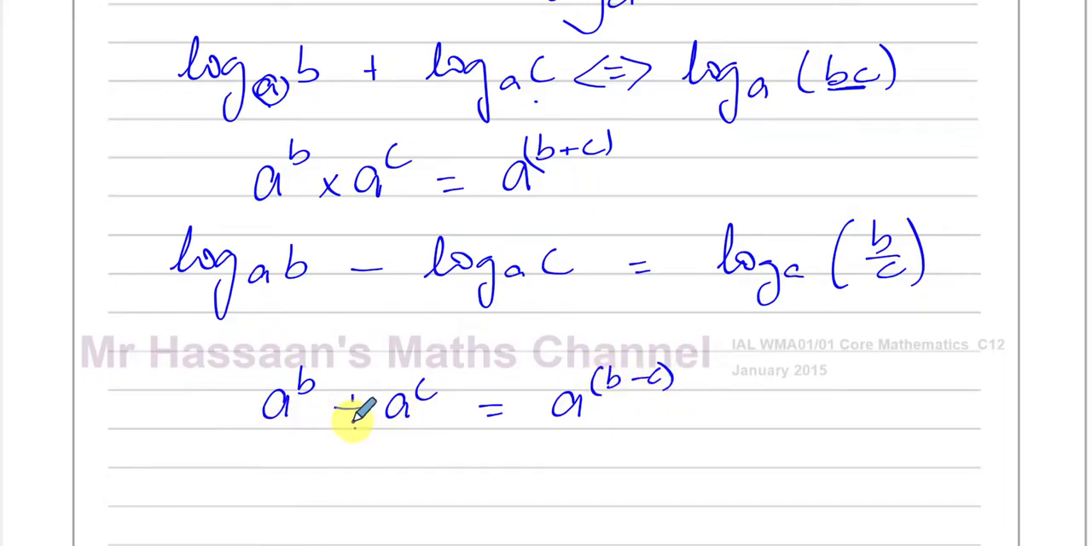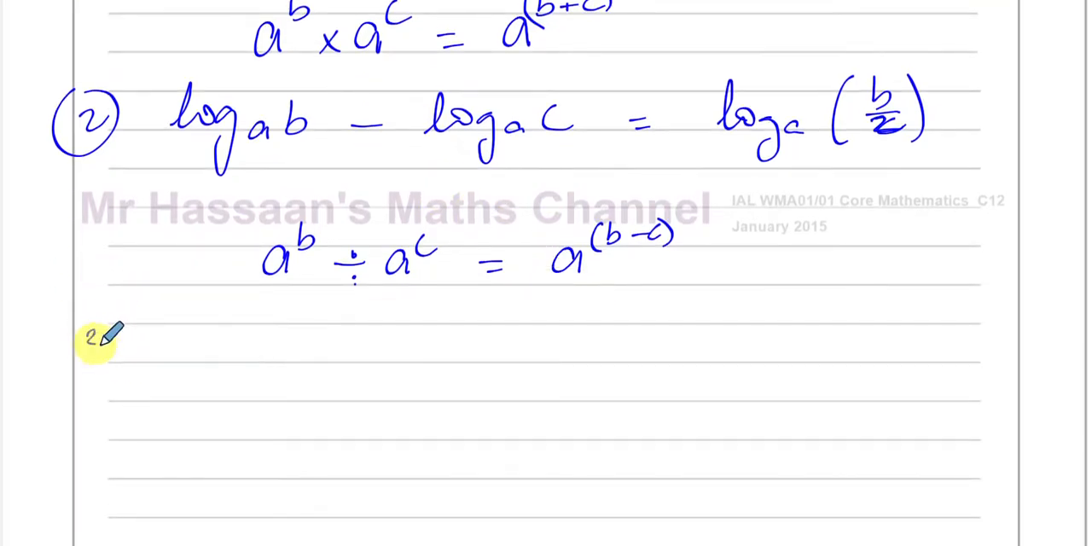When you divide two numbers in index form with the same base, you subtract the powers. So that's, again, similar to this. It's based upon this. So that's the addition law, the subtraction law, sometimes called the multiplication law, the division law. And then we have the third law, which is really important, which is called the power law.